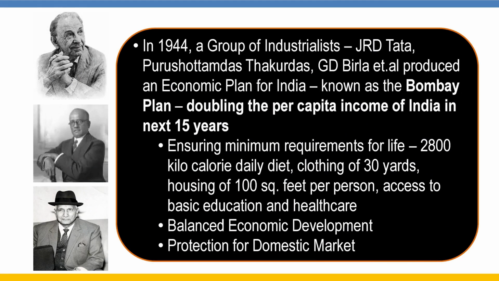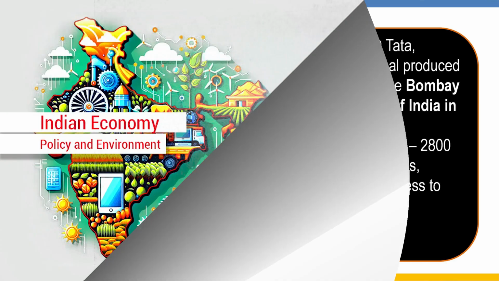Now in 1944, a group of industrialists from Bombay, J.R.D. Tata, Purushottam Das Thakurdas, G.D. Birla, produced an economic plan for India known as the Bombay Plan. They had the vision of doubling the per capita income of India in the next 15 years. And this is required, according to them, for ensuring the minimum requirements of life for people. They fixed the minimum requirement of life as a 2,800 kilocalorie daily diet, clothing of 30 yards per person, housing of 100 square feet per person, access to some amount of education and healthcare, and so on and so forth. They advocated balanced economic development, and they also said that protection of the domestic market is essential if we want to develop the Indian capitalist class and Indian industries.